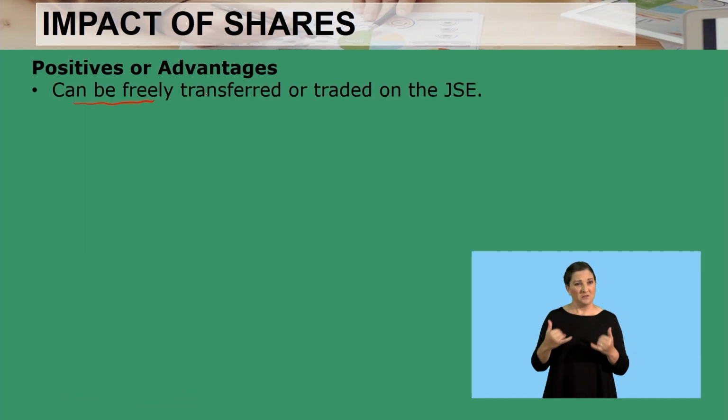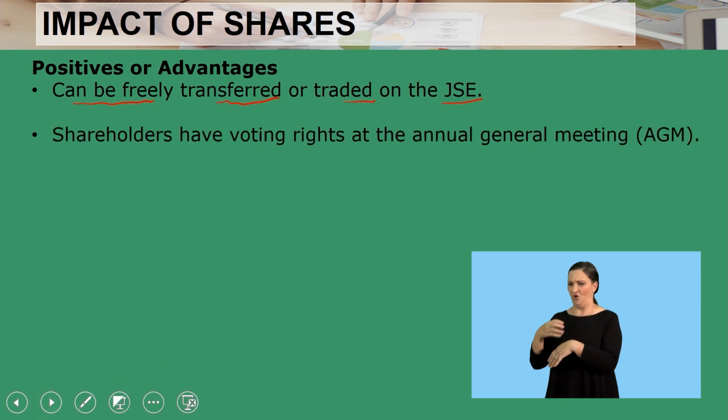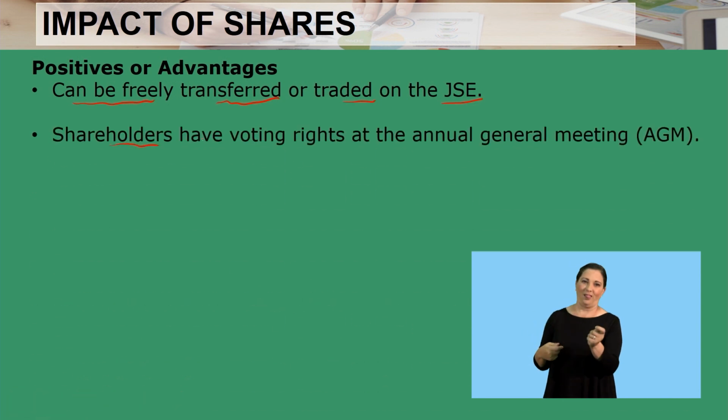They can be freely transferable or traded on the JSE, meaning someone can sell to another individual if they no longer want to be the owner of that particular company. Shareholders have the voting rights at an annual general meeting, meaning they can vote during an annual general meeting, which is a meeting that is held once a year.